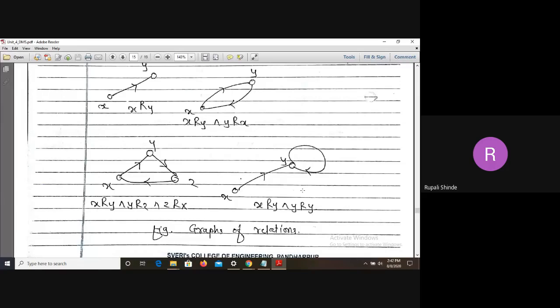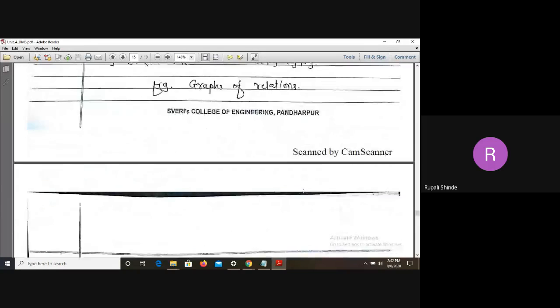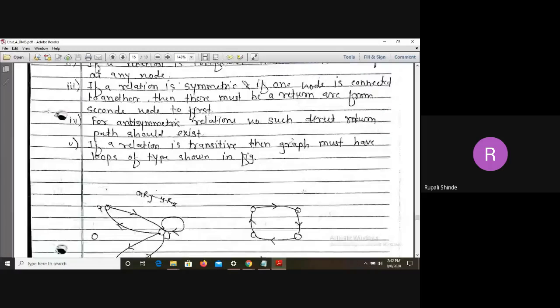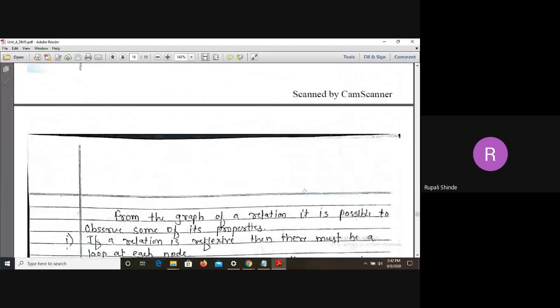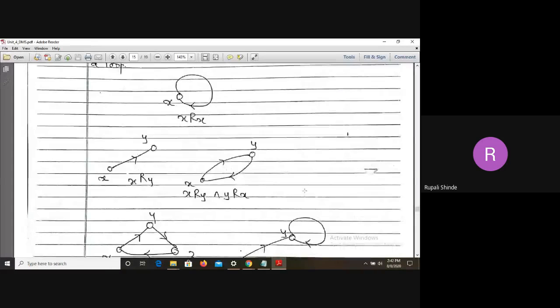Have you understood now? What is the graph of a relation? Oh, sorry. So today we are going to stop here. Remaining points we will see in the next lecture. Give me your presenting.